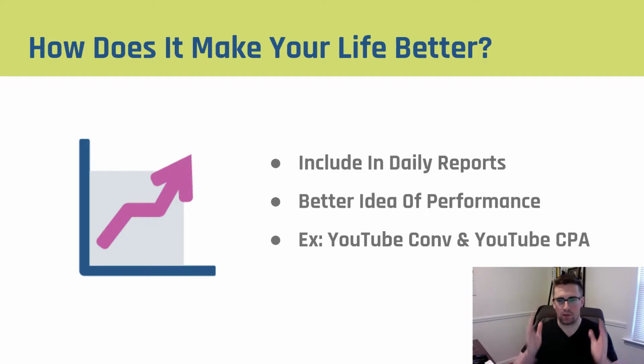So how does it make your life better? Well, you can include it in your daily reports. You can get the numbers you need faster, better idea of performance. I use this a lot with my YouTube campaigns. So what I do is I combine standard conversions and view-through conversions into a bundle I call YouTube conversions, and then I build the YouTube CPA off of that. So that way we can see how many leads are we producing and what's our cost per lead, combining the clicks and the organic direct search together to give us a better idea of how many leads we're actually producing. So I'll show you how to do that here in just a second.